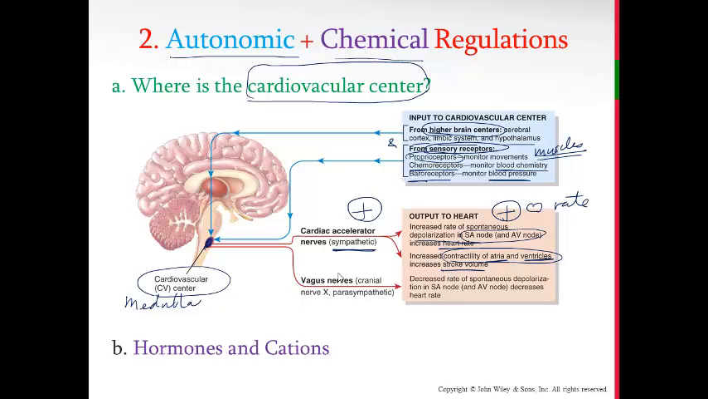If you're relaxed after being chased by the wild boar and it's gone, this is to slow things down. So remember our rest and digest versus our fight or flight. If it goes through your vagus nerve, which is your parasympathetic nervous system, it will slow down the heart rate. It will slow everything down and make sure you can return back to normal.